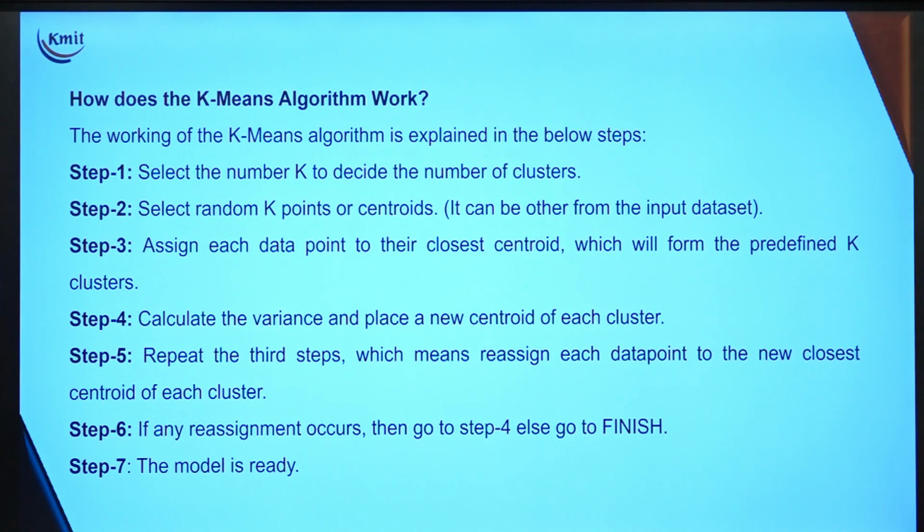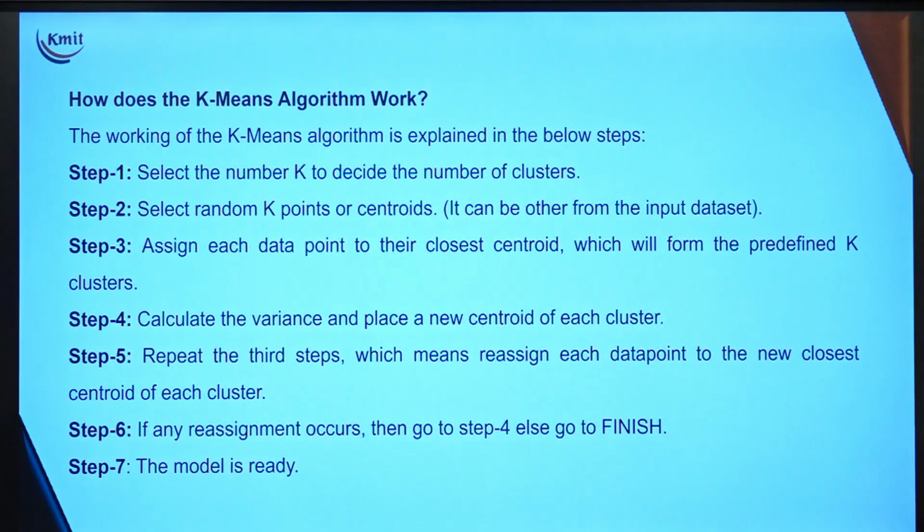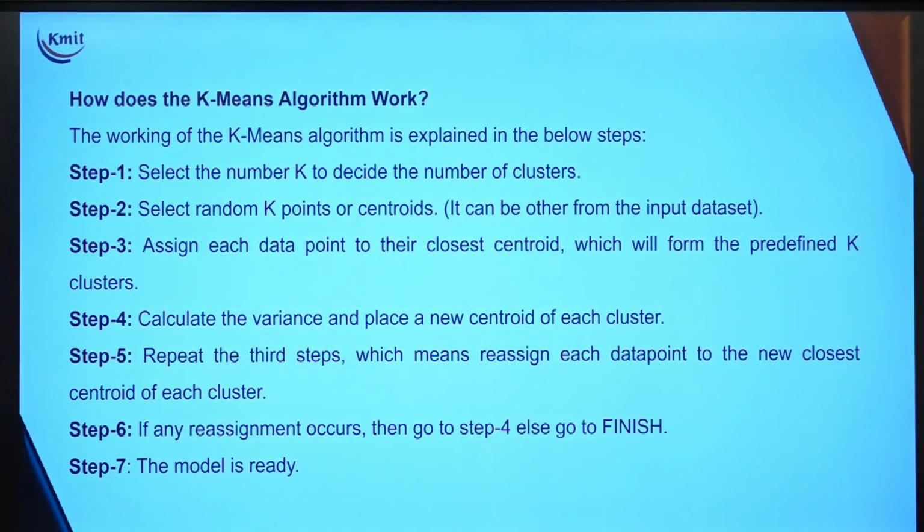After that, in step 2, select random k points or centroids. It is very important for us to identify the centroids, so we do that in step 2. In step 3, we assign each data point to the closest centroid, which will form the predefined k clusters. After that we calculate the variance and place a new centroid for each cluster. Once I am done with placing, I repeat step 3, that is, identifying the closest centroid for each data point, which means reassigning each data point to the newest centroid.